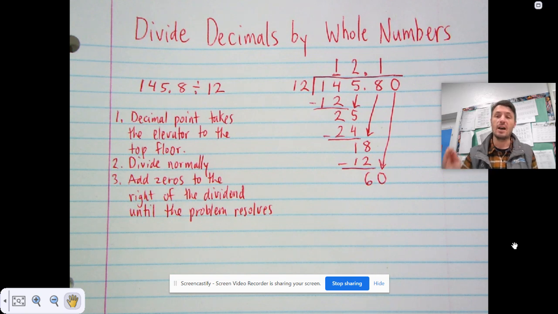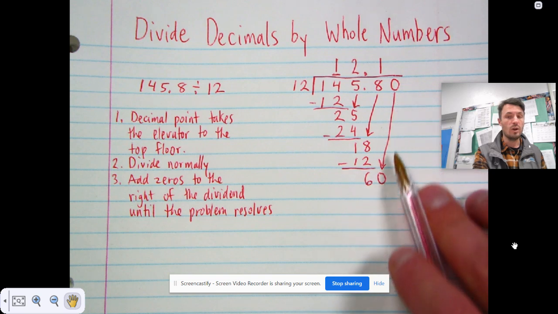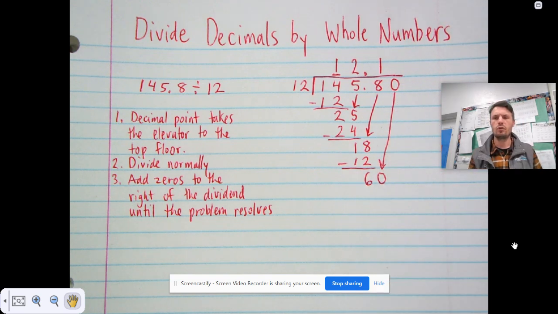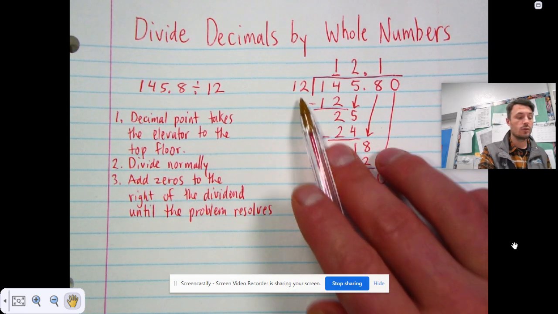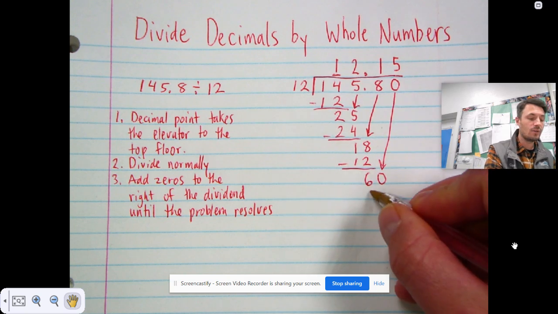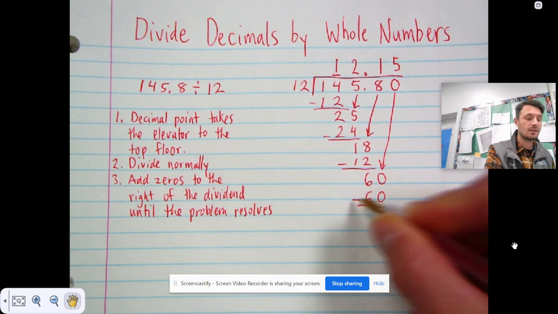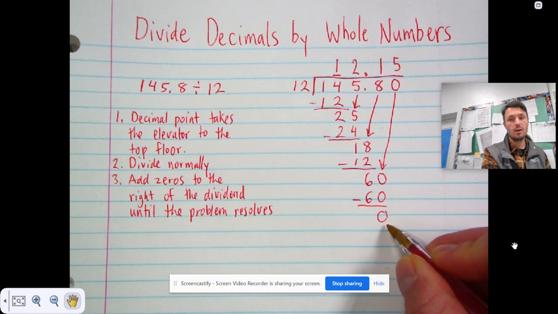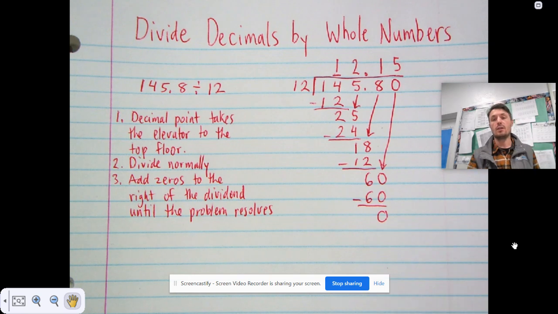So in those cases, after you've added a few zeros, you just stop and you end up with a rounded answer. But in this case, it resolves after adding 1 zero. What do you mean by resolves, Mr. Dauber? I mean, there will be no remainder at the bottom. 12 can go into 60 5 times. 5 times 12 is 60, and 60 minus 60 is 0. See that 0 there? That's what I mean by the long division problem resolving.